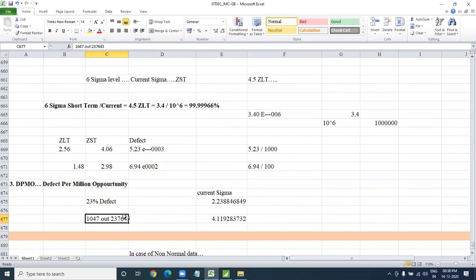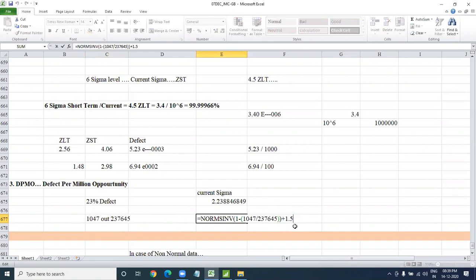So what is the sigma level for this process if we have these many defects? Well, same logic. We'll have NORMSINV of 1 minus what is the defect out of the total, plus 1.5. So the basic logic remains the same. The rest the formula will take care of. So this is the simplest out of all of them. All this that we discussed was coming from the Six Sigma sigma level calculation.